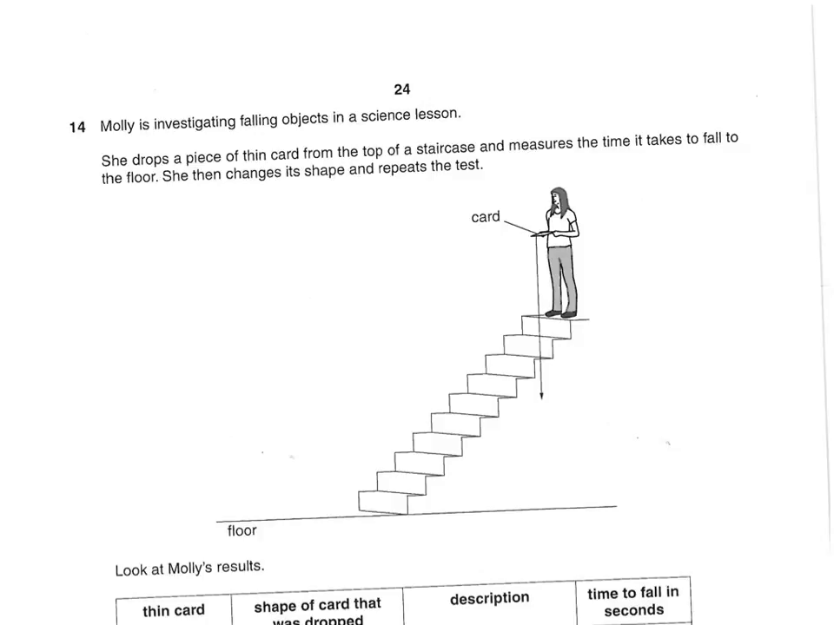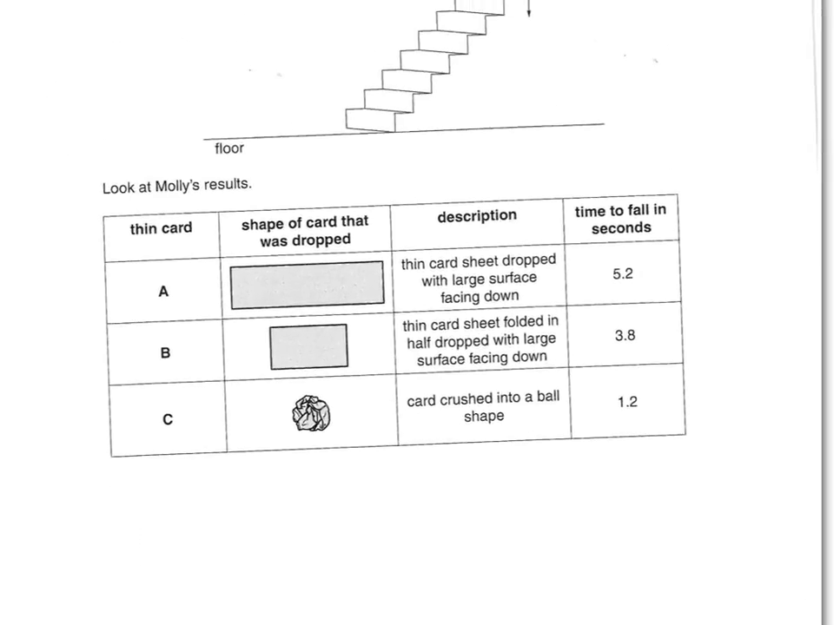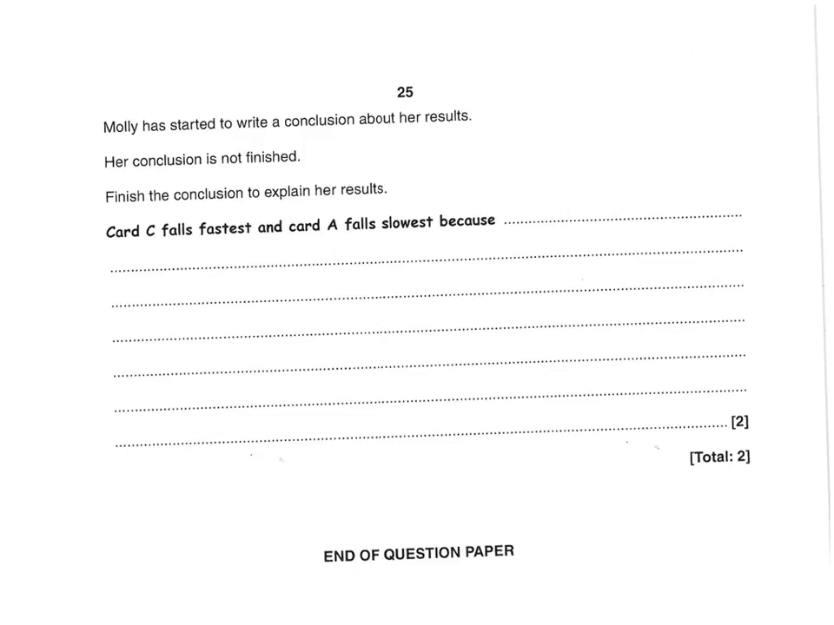Next question, which is the final question. Molly has investigated falling objects in a science lesson. She drops a piece of thin card from the top of a staircase and measures the time it takes to fall to the floor. She then changes its shape and repeats the test. Look at Molly's results. There they are. So there's the shape of the card, the description, and the time it took to fall. And so it says, Molly has started to write a conclusion about her results. Her conclusion is not finished. Finish the conclusion to explain her results for 2 marks.